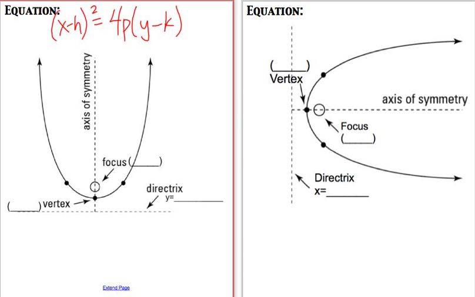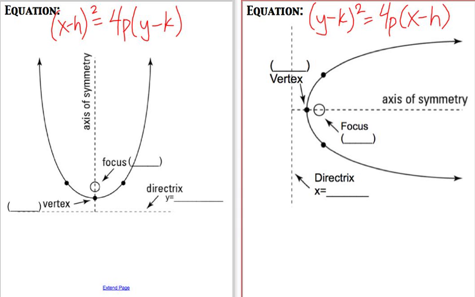Now the equation for a sleeping parabola, like we've called them in the past, or a parabola that faces left and right, is going to be very similar, but now it's y minus k squared equals 4p times x minus h. So we have these two forms of the equation. In both cases, our vertex is at h comma k. That's consistent with what you did with parabolas earlier in the year.